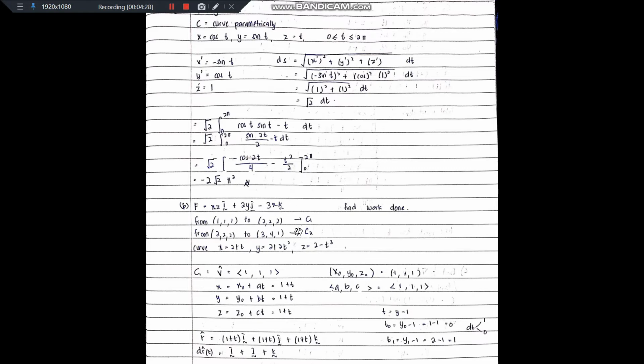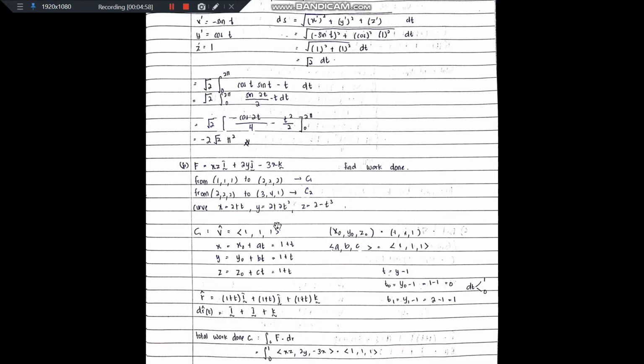For question 4b, we have to find the work done of the force given. This is the force given: F equals xz i plus 2y j minus 3x k, from (1,1,1) to (2,2,2) for line segment 1, and from (2,2,2) to (3,4,1) for line segment 2. The curve given is x equals 2 plus t, y equals 2 plus 2t squared, and z equals 2 minus t cubed.